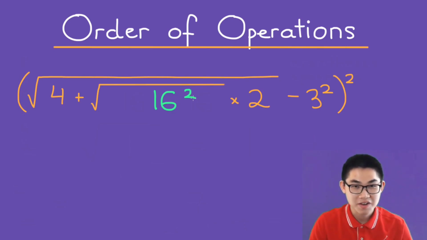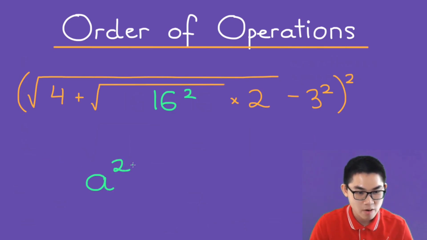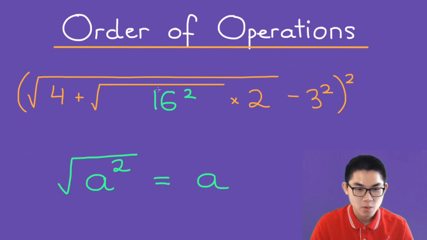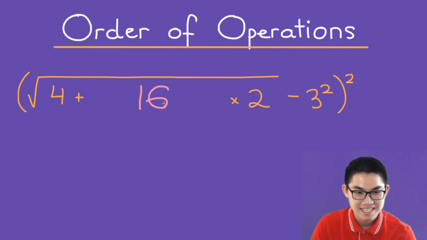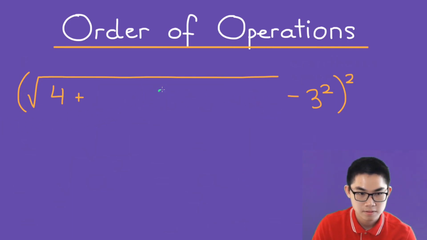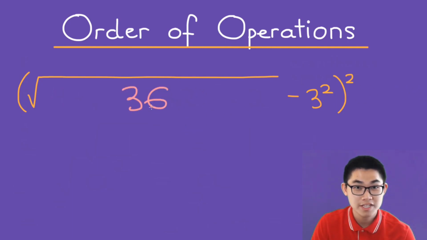Now let me show you a trick. When you have a number, let's say a to the power of 2, and there's also a square root outside, then the square root and the exponent will cancel itself out. So in this case, you just have a. Using this formula, we know that this entire thing will give us 16. Sixteen times 2 is 32. And 32 plus 4 is 36. The square root of 36 is 6.